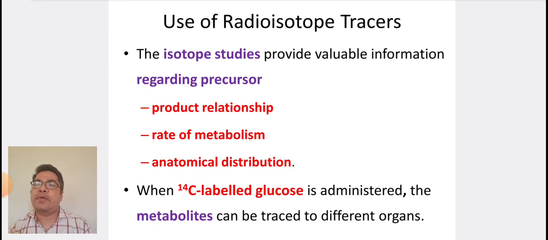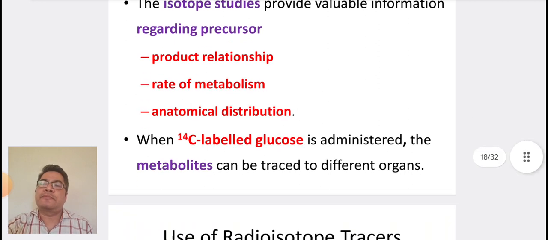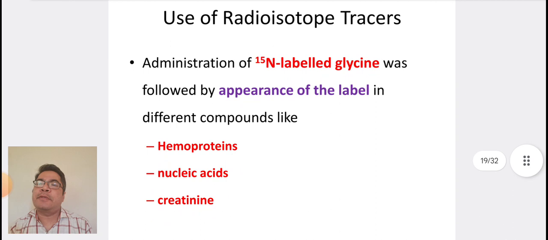Coming to the use of radioisotope tracers. The isotope studies provide valuable information regarding precursor-product relationships, rate of metabolism, anatomical distribution, etc. When C14 labeled glucose is administered, the metabolites can be traced to different organs. Administration of N15 labeled glycine was followed by appearance of the label in different compounds like hemoproteins, nucleic acids, and creatinine.